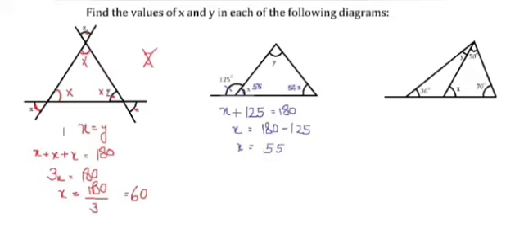Now again, the sum of all the angles of a triangle is 180. So y plus 55 plus 55 will be 180. Now 55 plus 55 is 110. So y plus 110 equals 180. Now 110 is added on this side, so it will be subtracted on the other side.